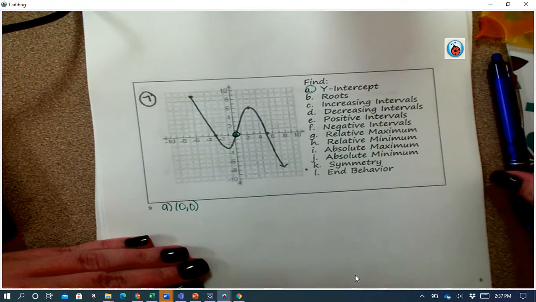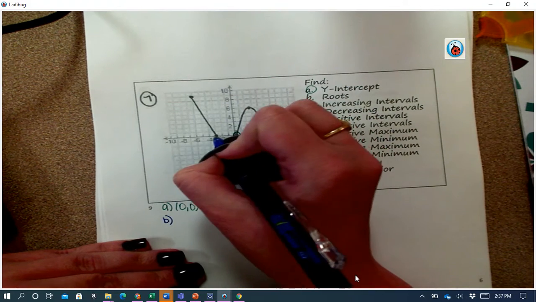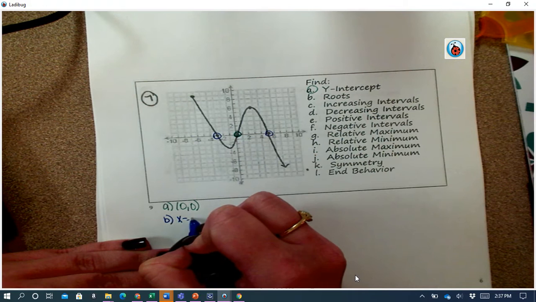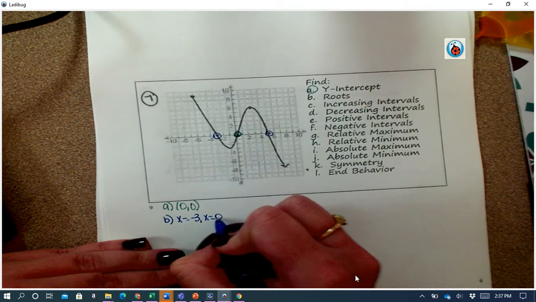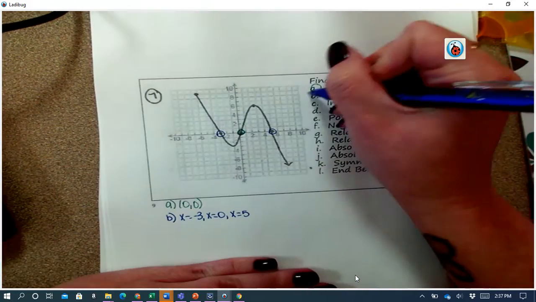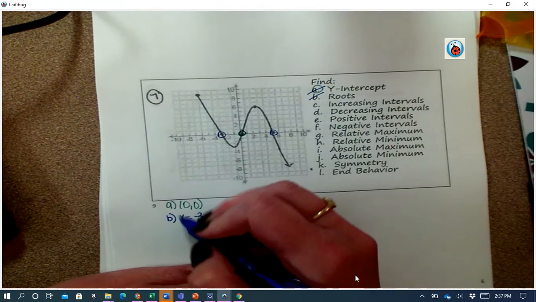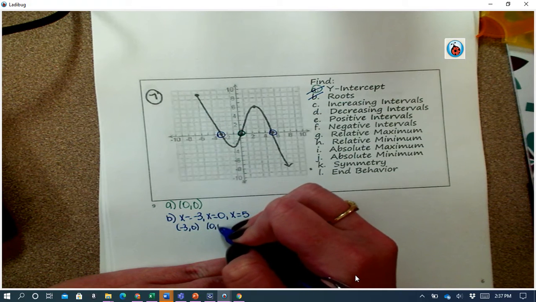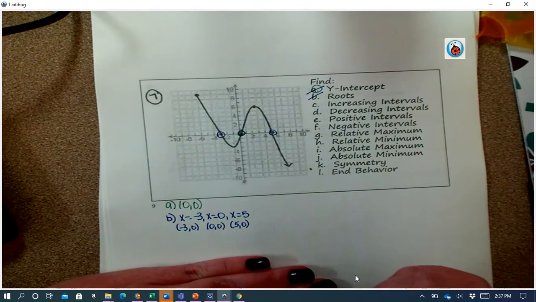For part B, roots, or where does our graph cross the x-axis? We have 3 of them. First one is -3. The second one is when x is 0. And the third one is when x is 5. I'm just going to kind of cross these out as I go. If you wanted to write these as points, you can. On your quiz, it's either going to be multiple select or multiple choice, so they should be pretty easy to distinguish.